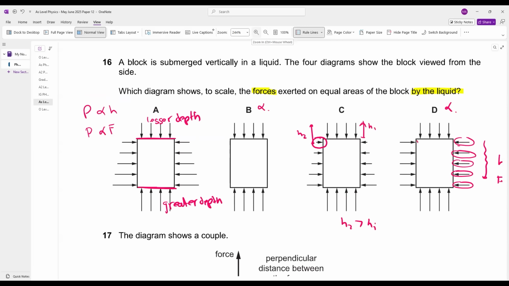If depth h2 is greater, how can it have a smaller force? इसका arrow should at least be greater or comparable to the top वाला arrow. This also gets cancelled out. A is your only remaining option.